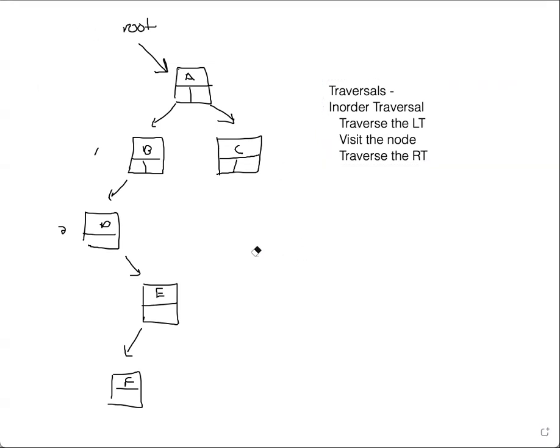If you look at the tree I've drawn up here, bizarre and strange as it is, we always start at the root. Visit means you add it to your list of things. You've got to go through the whole tree. So this in-order traversal means we start by traversing the left tree. I'm now at B. When I'm at B, I start over again. I traverse the left tree. I'm now at D. I can't traverse left anymore. I visit the node. So D is the first one in my traversal.